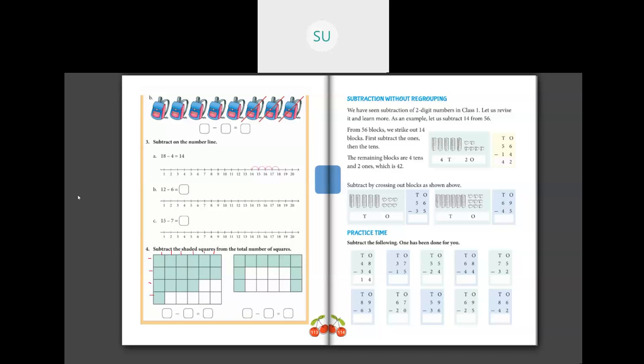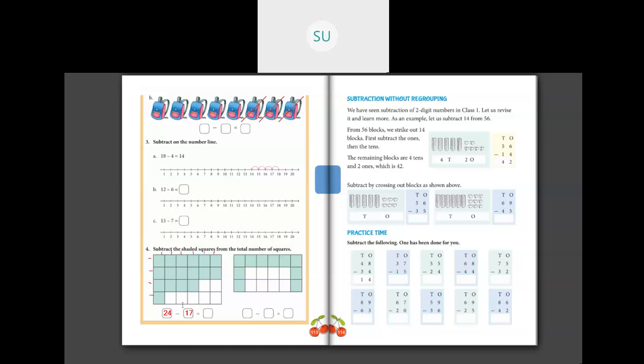So in the first box here, we'll write 24. Okay, 24. Then, how many shaded boxes are there? Let's count the number of shaded squares. So we have 1, 2, 3, 4, 5, 6, 7, 8, 9, 10, 11, 12, 13, 14, 15, 16, 17. So we have 17 shaded squares. Okay, so how much is 24 minus 17? So how will you find that?